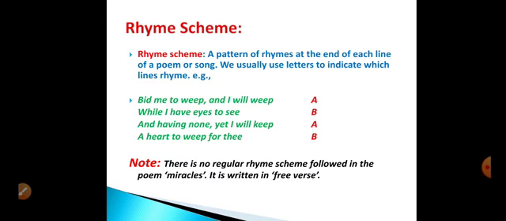For example, I have this stanza of a poem. Bid me to weep, and I will weep, while I have eyes to see, and having none, yet I will keep a heart to weep for thee. Weep, keep. So let us symbolize this weep with the letter A, and then it matched with keep. That's why A for weep and keep. Then there are second and fourth lines, which have been symbolized by the letter B. So the rhyme scheme of this stanza is A, B, A, B.